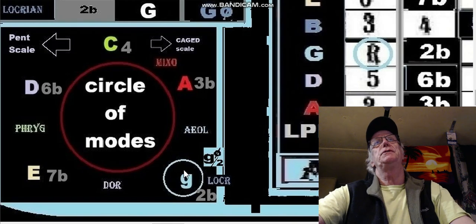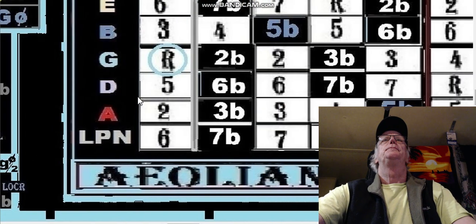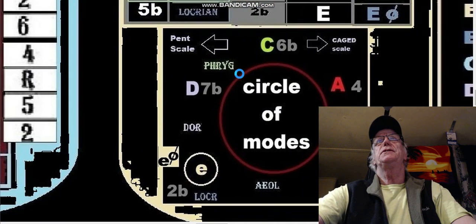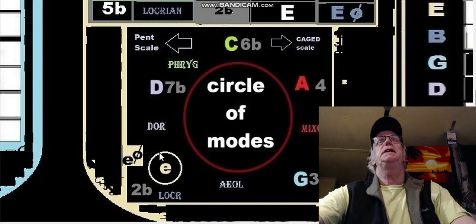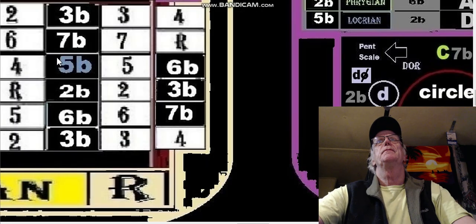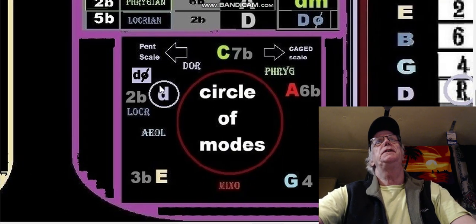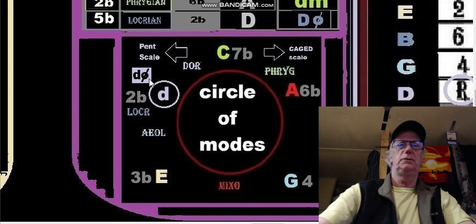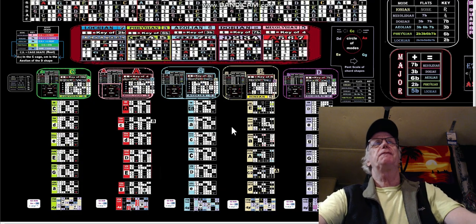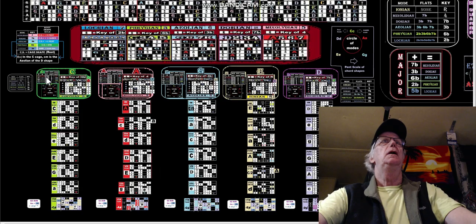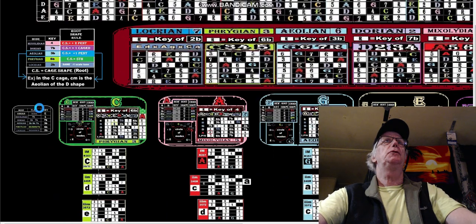Go to the G position. We've got the G half diminished, however you want to look at it. We're going to be looking at that half diminished over here in the E minor position, the three modes of E minor. We've got the E half diminished. And finally, we have the D half diminished here. So let's dig into these half diminished chords.